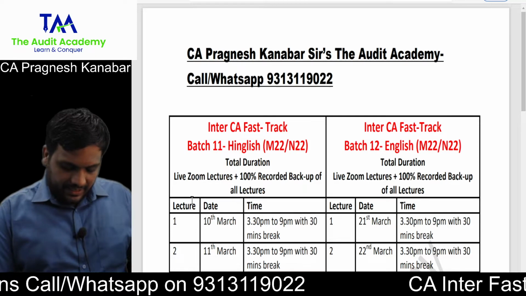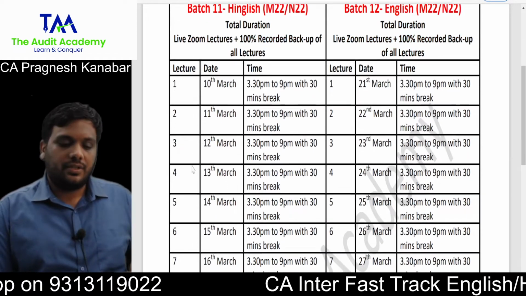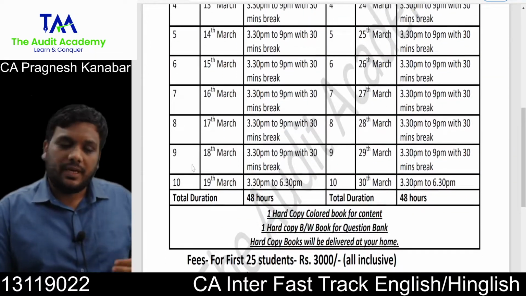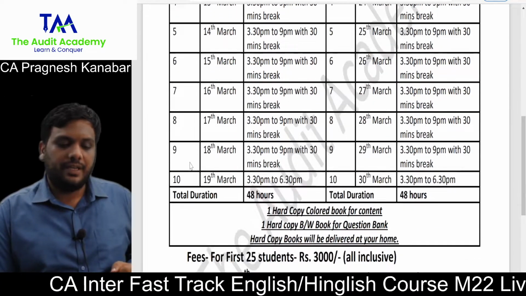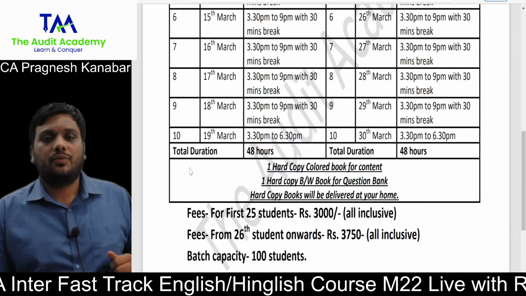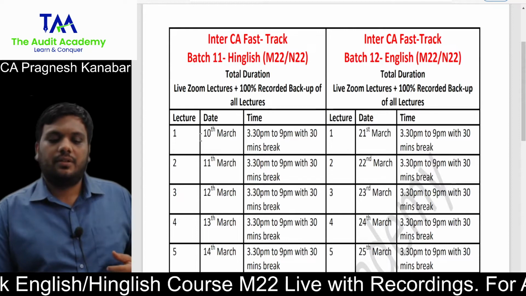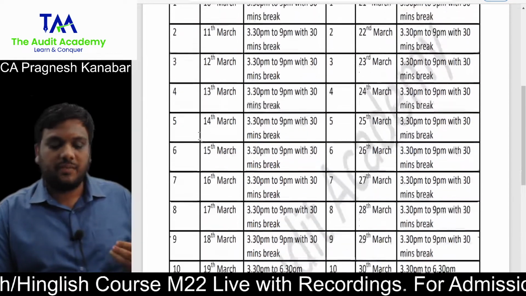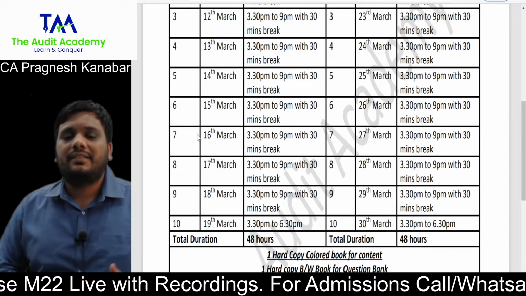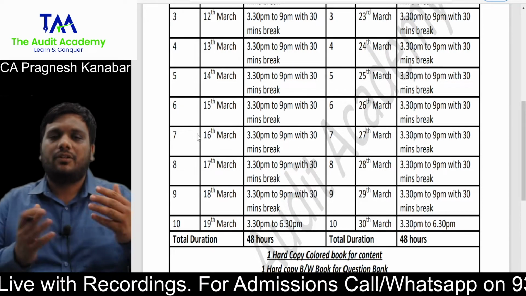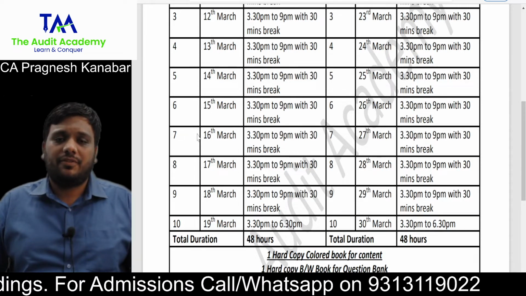So students, Batch 11 for Inter CA fast track starts on 10th March. It will go on till 19th March. And daily कैसे टाइमिंग होगी, क्या ब्रेकअप होगा, that you will find in this PDF, which you can see in the description of this video itself. All right. And for Batch 12 English, the lectures will start from 21st March and it will go on till 30th March. Duration is around 48 hours. On a higher side, it can go to 50 hours depending on the interaction with the students. तो 2 घंटे का वो बफर रखा है, 2 hours buffer has been kept for that part.